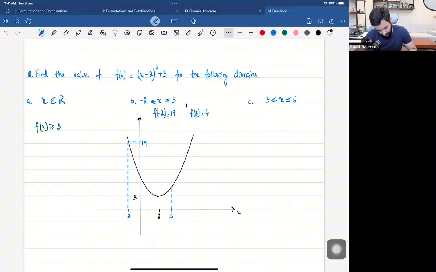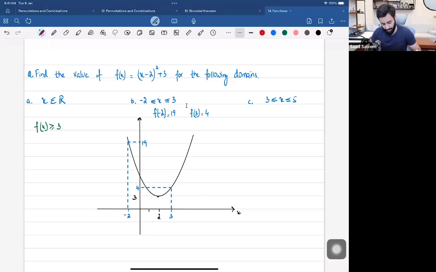So can I say, listen to my question very carefully. Can I say that the range is from 4 to 19? Can I say that? Of course not. Why? Because in between these two values, our function dips slightly. Okay, it goes further down. So that means you cannot simply plug in the two endpoints and find out the range.